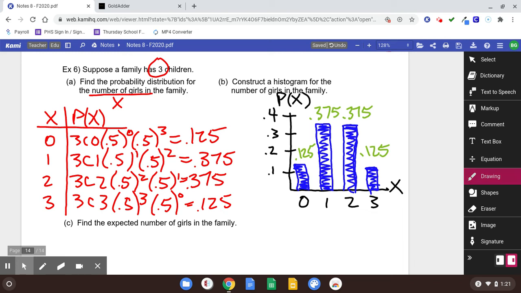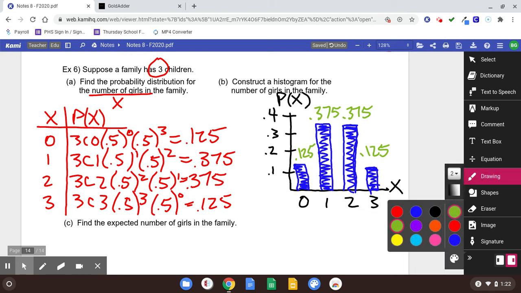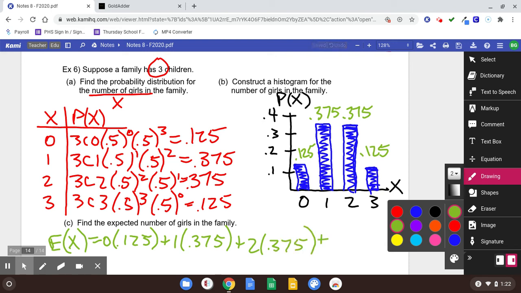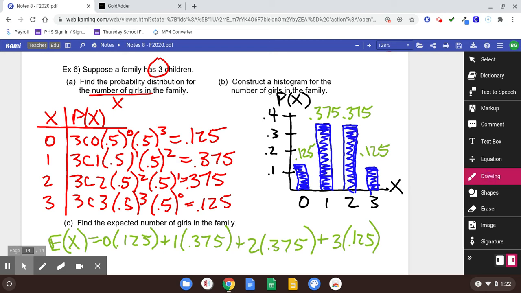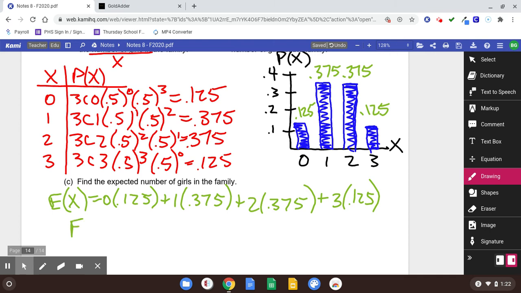C says find the expected number of girls in the family. Well, we can just do the same thing that we've been doing, of course. And when you do that here, you get the answer of 1.5 when you multiply all that out.